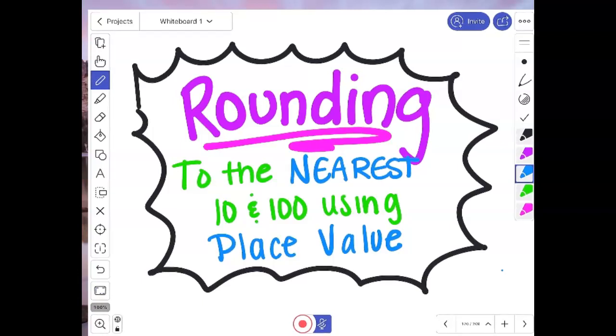Okay, so in our last video, we talked about rounding to the nearest 10 and 100 using number lines, and now we're going to use place value. So we're going to take what we learned about number lines, think about it a little bit, and then extend it to an easier, more efficient way to model the number line without having to draw it out every time.